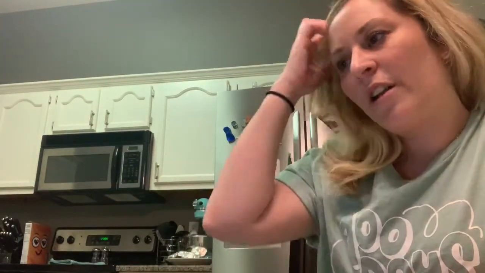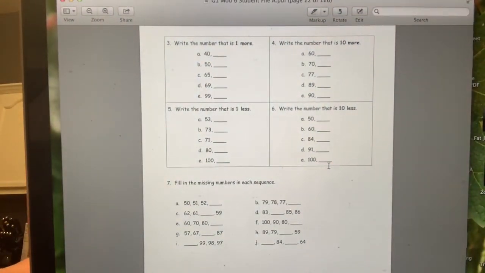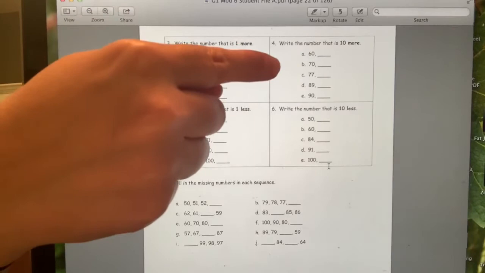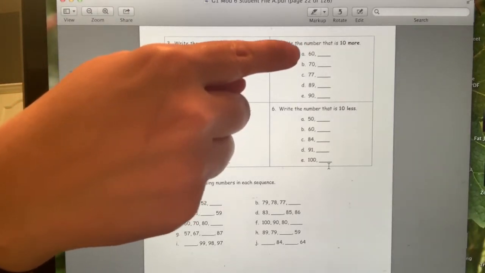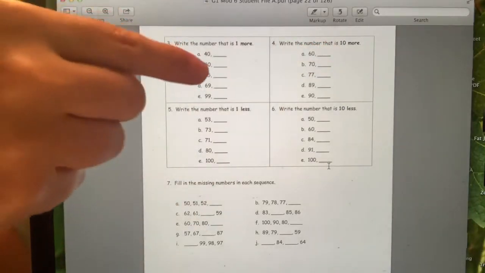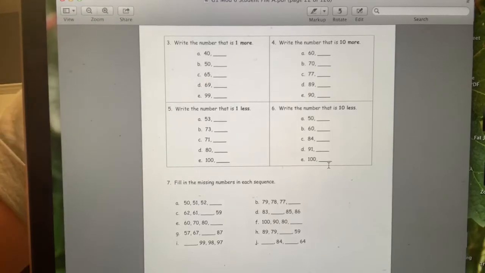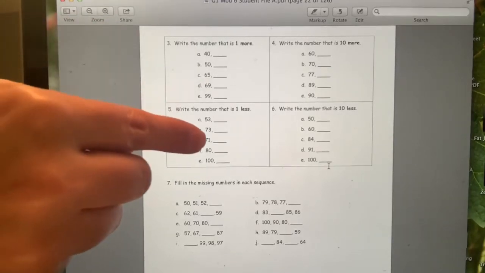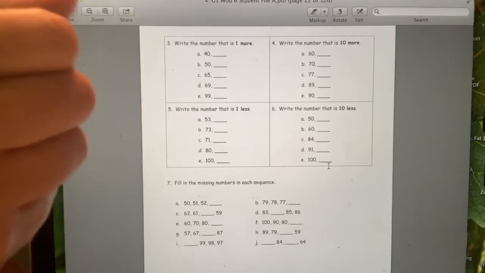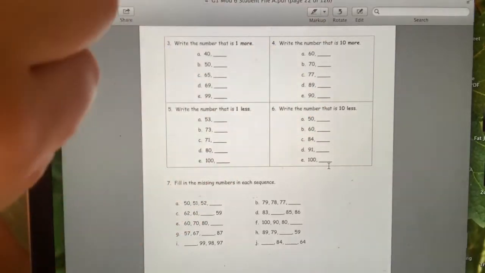Then the second part of the page is mainly just really noticing those patterns. So like Miss Bowden did, the easy trick: 10 more, underline your tens place and then change that. One more, underline the ones place and only change that. One less, underline the tens place and only change that. 10 less, underline the tens place and only change that.